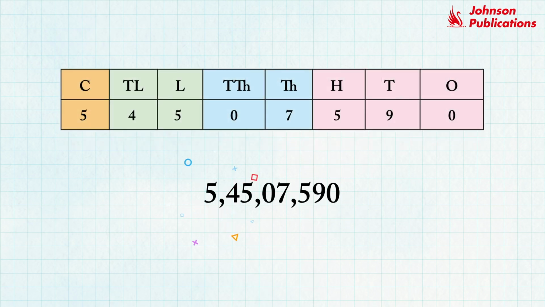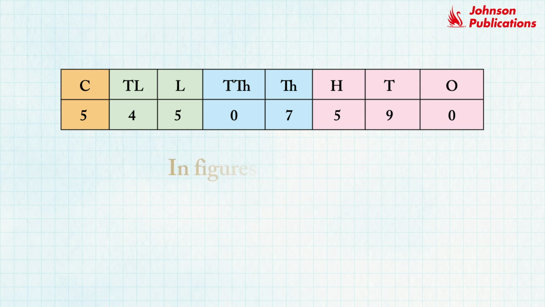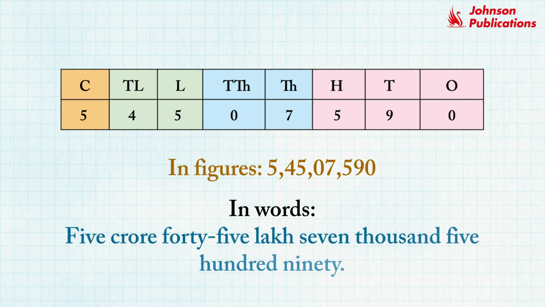Let us represent this 8-digit number in the place value chart. In figures, we write this number in this way, and in words it is read as 5,45,07,590.